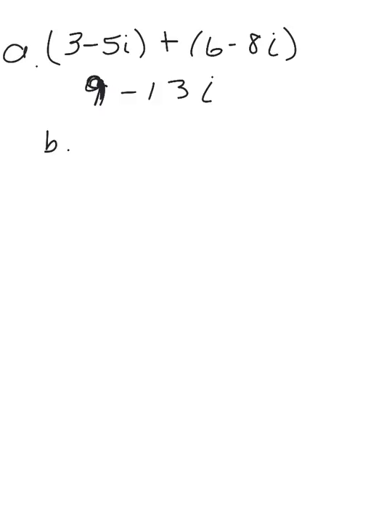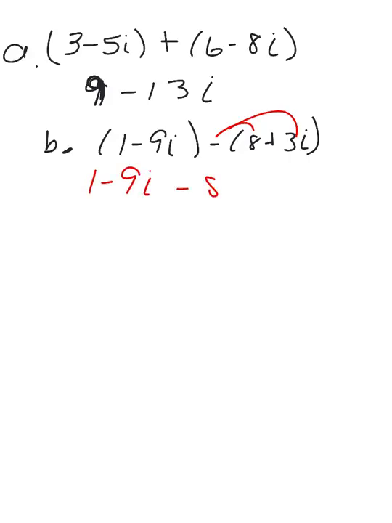B. 1 minus 9i minus 8 plus 3i. Since we are subtracting, we have to distribute that negative. So it's 1 minus 9i minus 8 minus 3i. So 1 minus 8 is negative 7. Negative 9i minus 3i is negative, oh, I'm sorry, actually this should have been a plus. So that's a plus. So I have now 9i minus 3i is positive 6i.